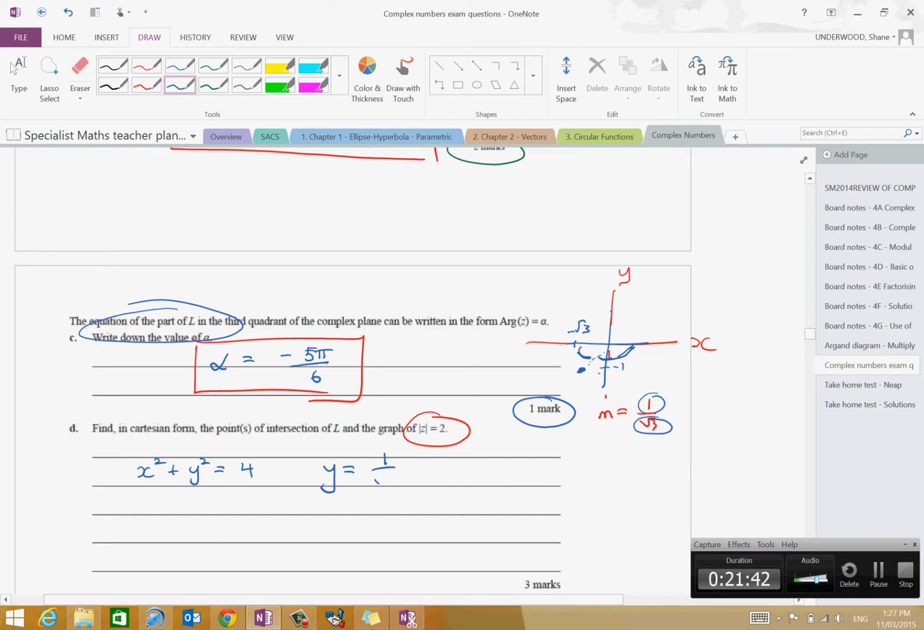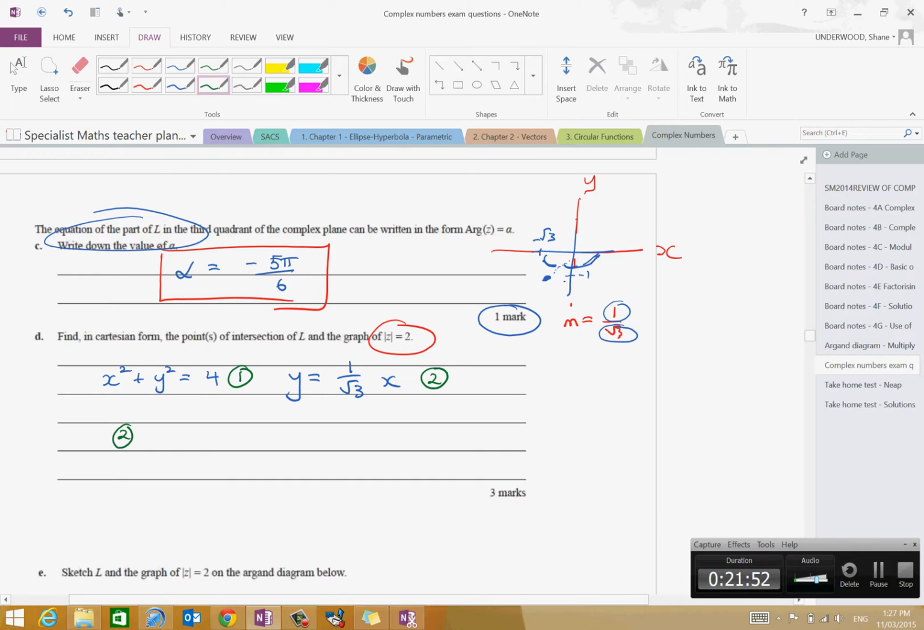Now, when we're doing intersection, what we're going to do is call this equation 1 and this equation 2. And then we're going to say 2 into 1. Now, this is just my method. You can do other methods. 2 into 1 is going to give me x squared plus 1 on root 3 all squared, which is just 1 over 3, x squared is equal to 4. Therefore, 4/3 x squared is equal to 4. They're going to cancel out, and I'm then going to say that x is equal to plus minus root 3. We've found 2 coordinates. Now, when x equals root 3, what does y equal?